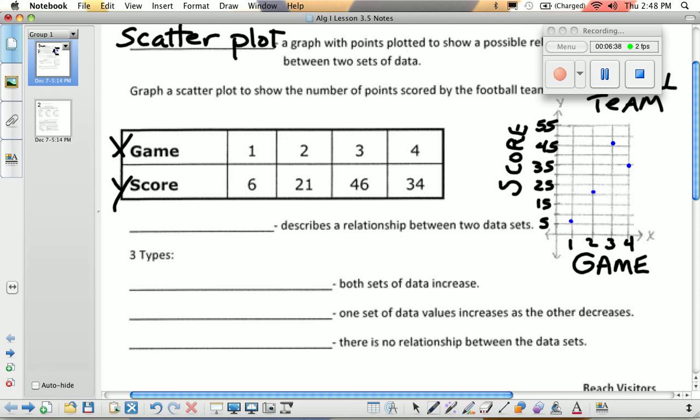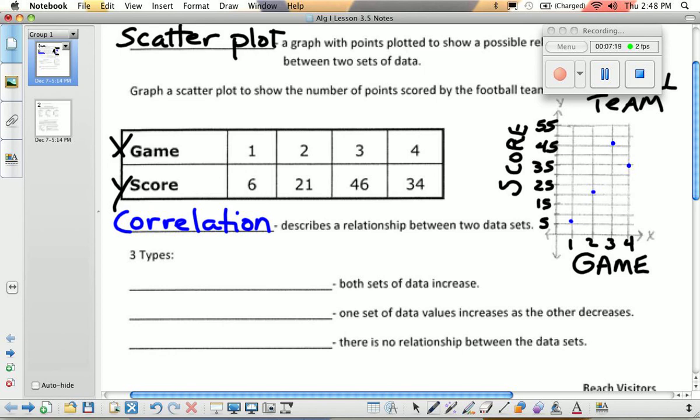Okay, so what's this vocab word? It describes a relationship between 2 data sets. Ashton? Correlation. Is there any correlation between the data? Does one really affect the other, does it seem like? There's a difference between cause and effect and correlation. What we're doing is just taking this one data set and saying, does it look like there's a correlation between the 2 things?